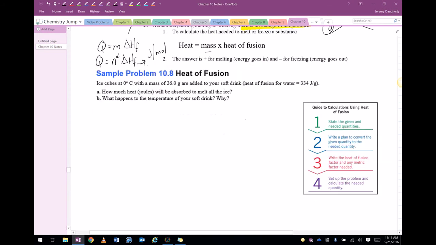Now let's go ahead and take a look at this problem, because I don't really have any problems like this on the video problems. Ice cubes at 0 degrees Celsius with a mass of 26 grams are added to your soft drink. How much heat will be absorbed to melt all the ice? Well, we know that we have 26 grams. And we know that the heat of fusion of ice is 334 joules per gram. So that means 26 grams are going to require a certain amount, 334 joules per gram.